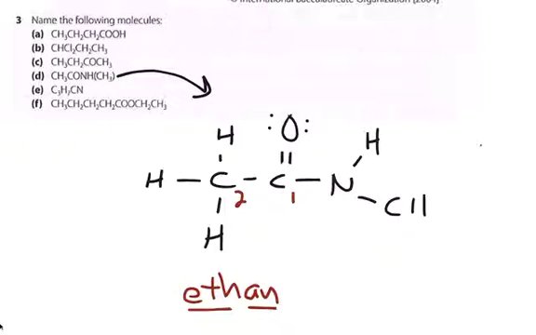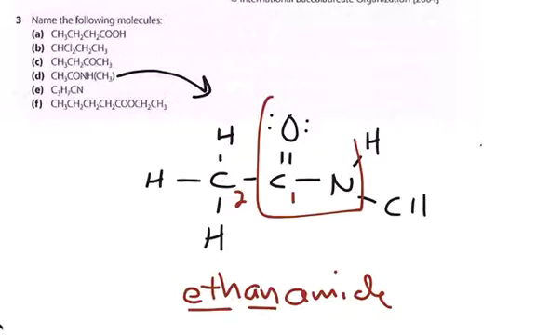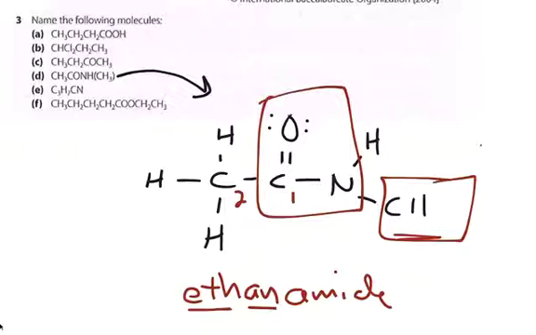Now, our functional group here, this carbon double bonded to an oxygen with a nitrogen, is called an amide. So it's ethanamide, right? So that takes care of this, but it doesn't take care of this attached. This CH3 group is called a methyl group. And if there's a methyl group bonded to my amide, it has to go in the front.